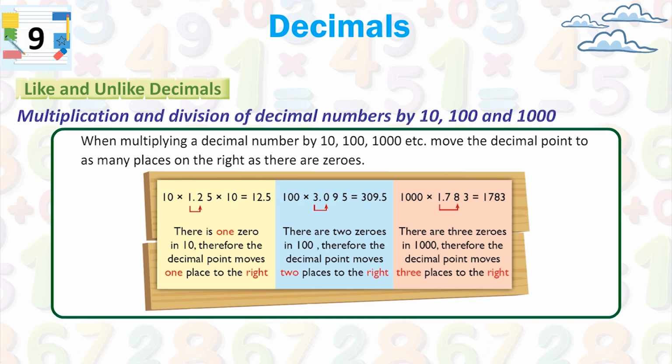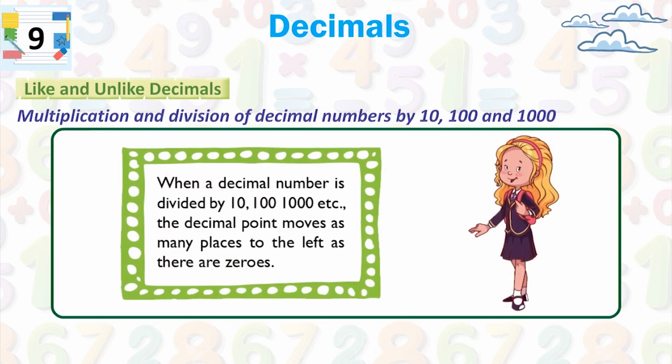1000 into 1.783 is equal to 1783. There are 3 zeros in 1000. Therefore, the decimal point moves 3 places to the right. When a decimal number is divided by 10, 100, 1000, etc., the decimal point moves as many places to the left as there are zeros.